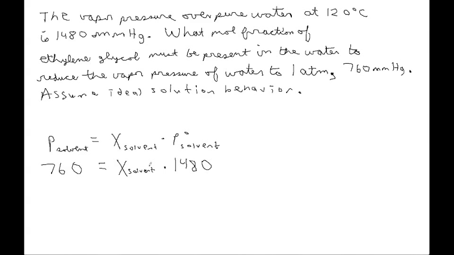What mole fraction of ethylene glycol must be present in the water to produce? Well, that's the mole fraction of the solvent. And since x can only be 1, and that's for a pure solvent, just subtract that from 1. And so then I guess it's minus 1. And that would be x of solute would equal 0.486. So x of the solute is equal to 0.486. And what's the answer to the question? 0.486.